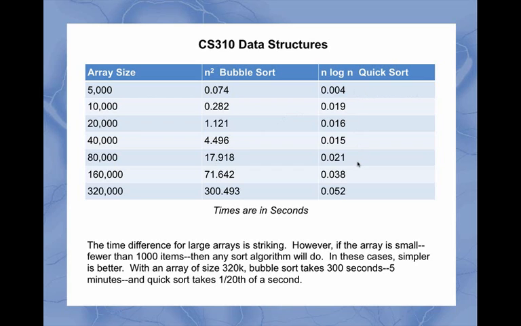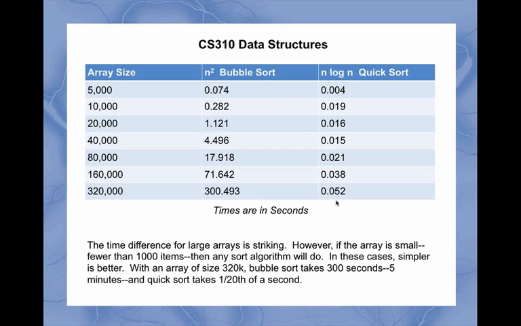But the quicksort algorithm grows much more slowly, as you can see. Notice that with an array of size 320,000, bubble sort takes about 5 minutes, whereas the quicksort algorithm takes about 1/20th of a second. 5/100ths of a second is how long it takes. So this is quite a dramatic difference.